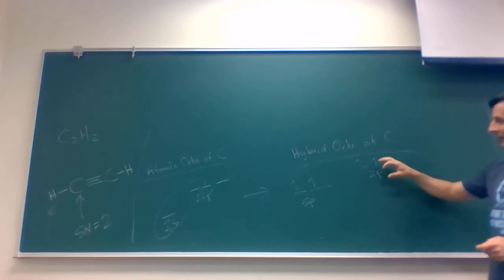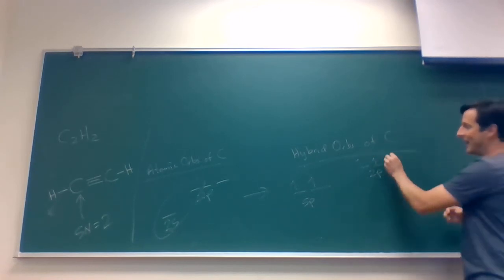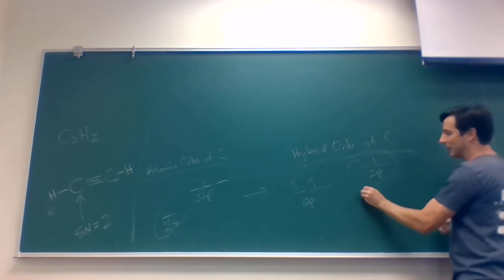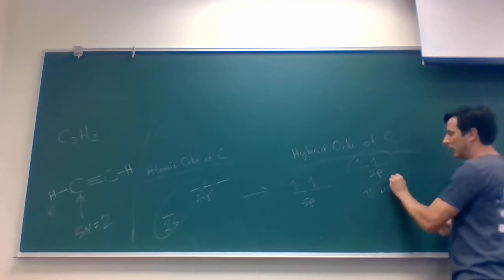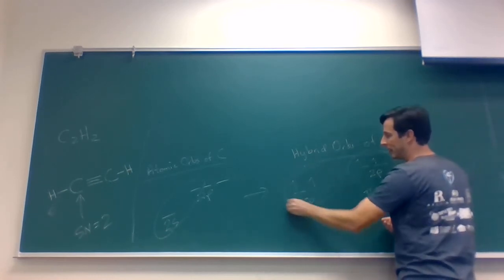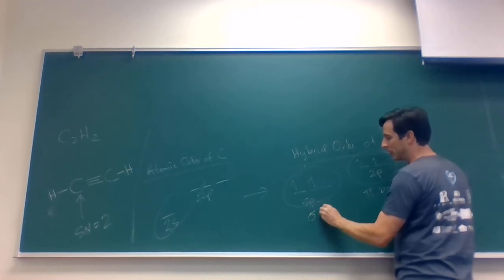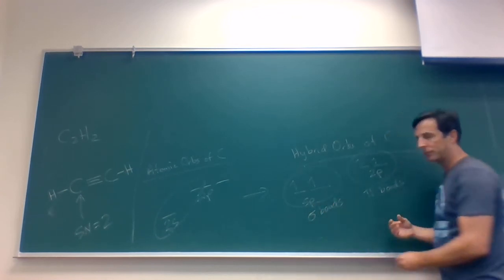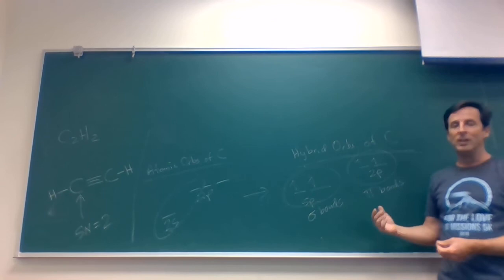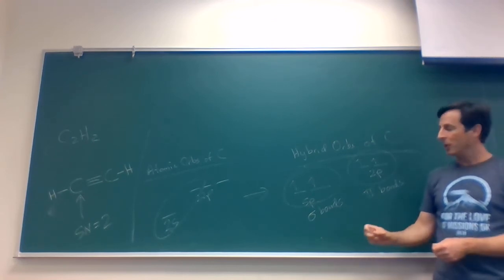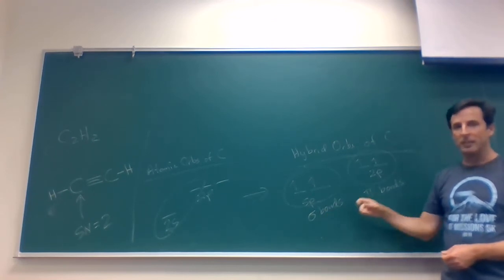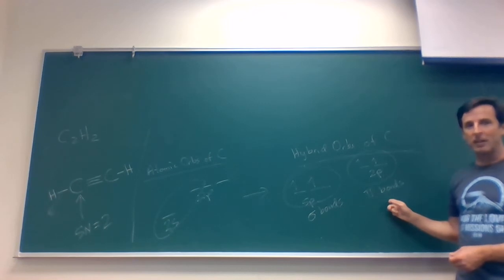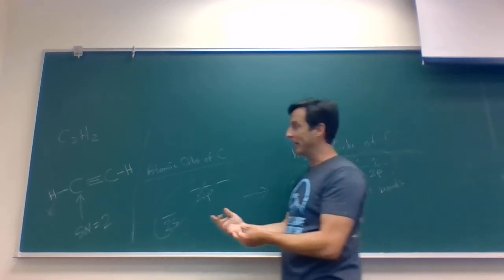If I put electrons in the unhybridized orbitals, I know that those are going to make pi bonds. And I know that these are going to make sigma bonds. So in this molecule, I know that this carbon atom should be making 2 sigma bonds and 2 pi bonds. Let me look at my structure and see if that makes sense.